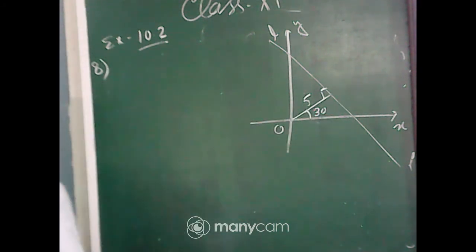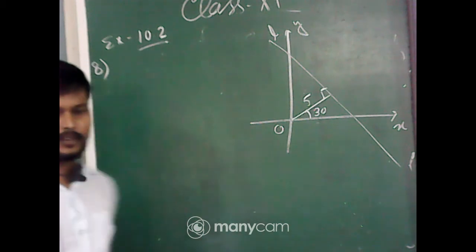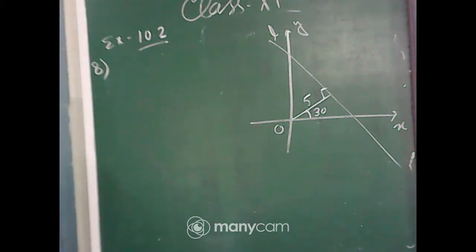Now, do you know what is the normal form of a straight line? Answer me. Anyone, if you know, then tell me the normal form of a straight line. Adrika, y equals mx plus c is not the normal form. It is the slope intercept form. So I am telling you the normal form.